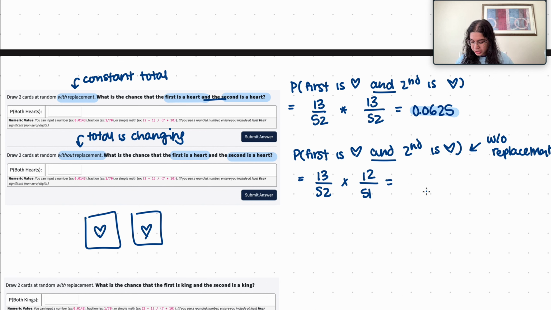So for this question, you can type it up in your calculator and you should get 0.05882 as your final answer. And notice the question asks us to include at least 4 significant non-zero digits. So right here, there's the 4 significant non-zero digits in my answer.